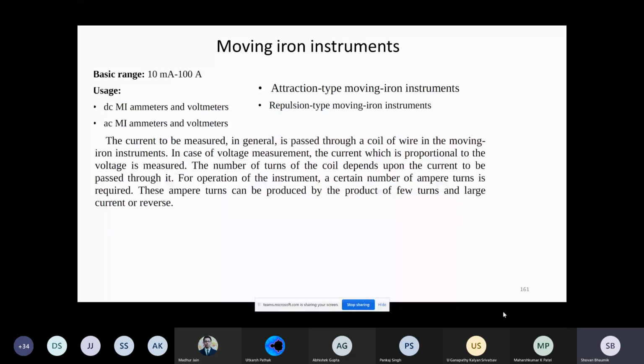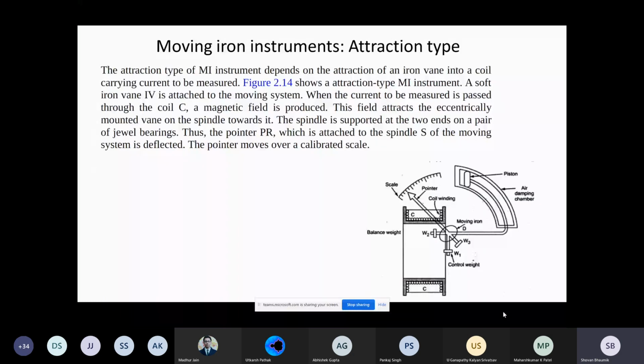So let's come to the attraction type. The attraction type moving iron instrument is shown in the figure. In the figure you can see C is pointed as the coil winding. The coil will be there, and you will see a moving iron circular piece, and there will be controlling weights W1, W2, W3. Another thing you will see is a chamber where the piston will move inside the air, so it becomes an air damper. So air damping is there, and there will be a pointer which will be moving over the scale.